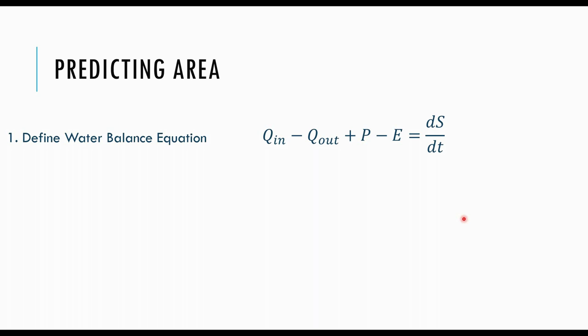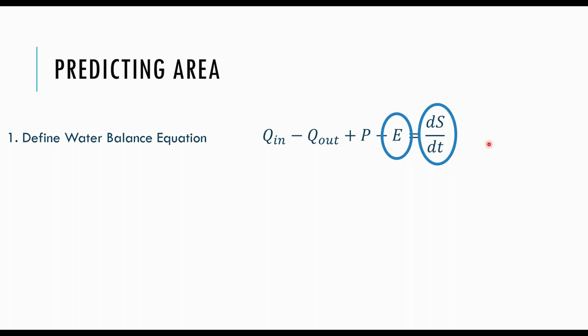So your inflow minus your outflow plus the precipitation, P, any precipitation that falls on the Sudd, minus E, any evapotranspiration from the Sudd, will equal dS/dt, your change in storage with time. So flow plus precipitation minus evapotranspiration equals change in storage. These two terms we can relate to each other based on that relationship between evapotranspiration and area that I noted on the previous slide.